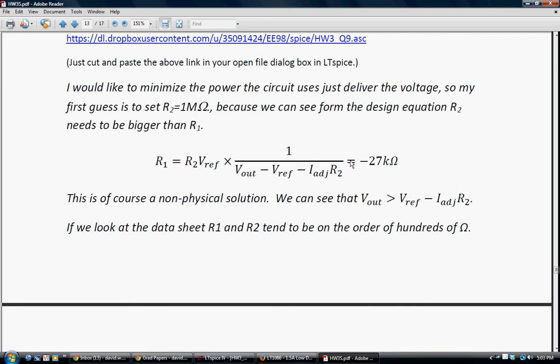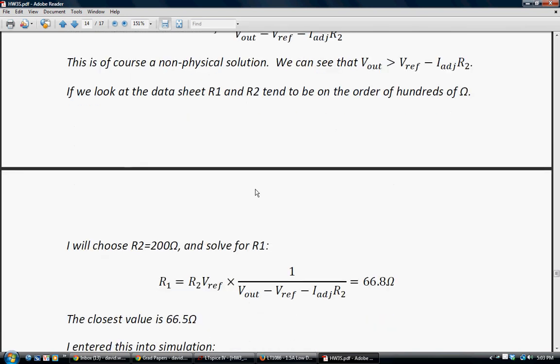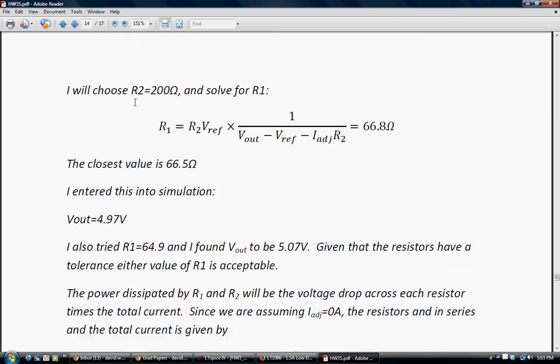And I got a negative number. Well, a negative resistance value in this case is a non-physical solution. And you can see that if the sum of Vref and I adjust times R2 is greater than V out, then you'll get a negative number. And when I look at the data sheet, it seems R1 and R2 tend to be on the order of hundreds of ohms, not kilo ohms anyway. So I'll just choose R2 equal to 200 ohms, and I calculate R1 to be 66.8 ohms.